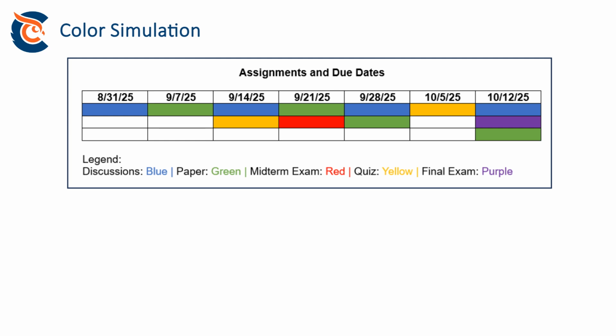Let's examine an example of a table that an instructor placed in a Canvas and Microsoft Word document. The instructor uses blue to note that a discussion is due, green for a paper, red for a midterm exam, yellow for a quiz, and purple for a final exam. A student who sees colors perfectly sees the table exactly as designed by the instructor. However, this is not the case for a student who is colorblind.